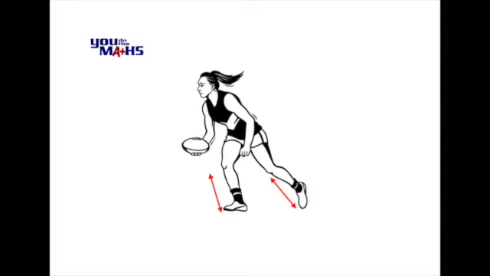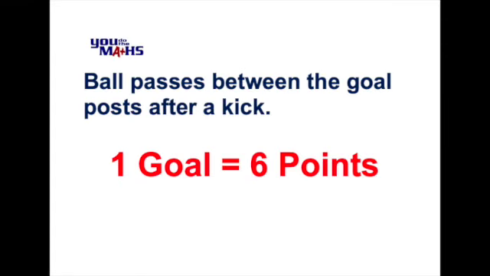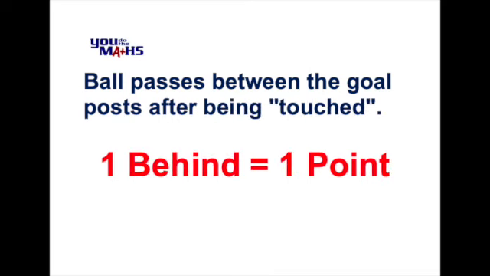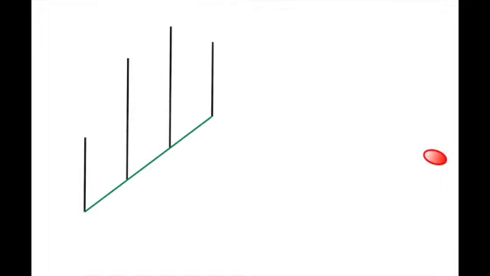So let's have a look at a goal in progress. If a ball is kicked and it passes between the goal posts, either by bouncing through on the full, it's awarded 1 goal, and that's worth 6 points. If the last contact was anything other than a kick of the player of the attacking team, then it's deemed to be touched, and that's worth 1 behind, which is equal to a point. A ball which passes between a goal post and a behind post is considered to be 1 behind, and that's also worth 1 point.